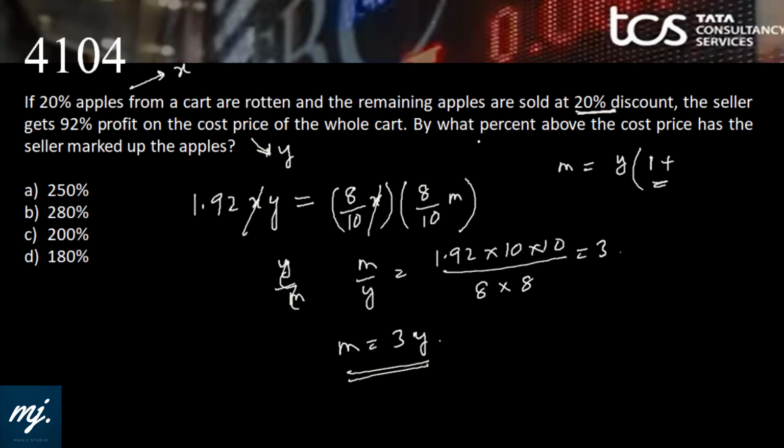So by what percent above the cost price has the seller marked up the apples? The marked up percentage should be 200% if it is thrice. So marked price is 3y, so y is cost price, then 2y is above, 200% above.